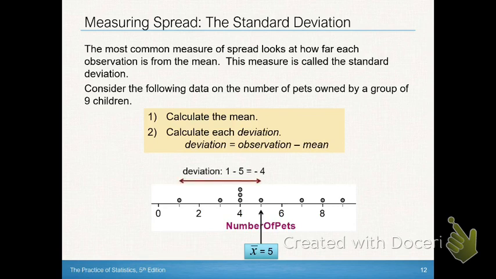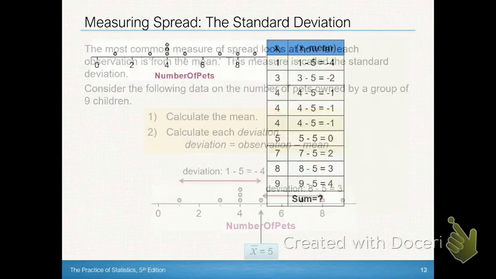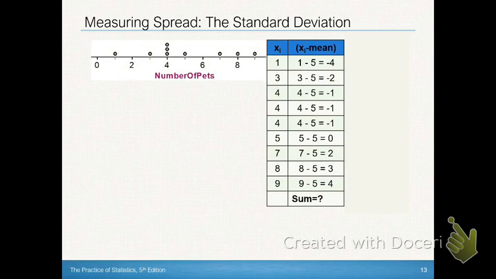For example, the kid that has 1 pet has a deviation of -4. He has 4 fewer pets than the average. Or this person here that has 8 pets, they have a deviation of 3. They have 3 more pets than the average. So that's what we mean by finding each of the deviations. So here we've done that. We found all of these deviations.